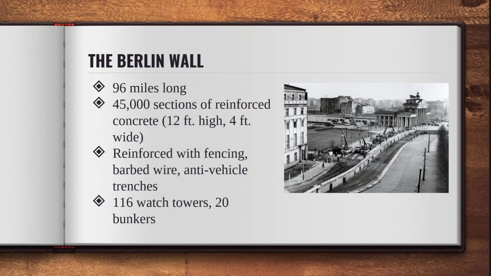There were 116 watchtowers along the wall. So literal people on the wall, ready to shoot you. But they were mostly aimed at the eastern side. They didn't want anybody trying to get out. They were not so much trying to keep the Westerners away from that wall. And there were 20 bunkers.